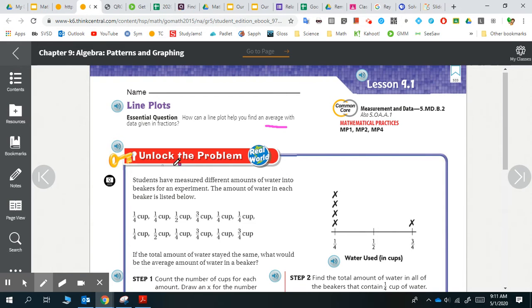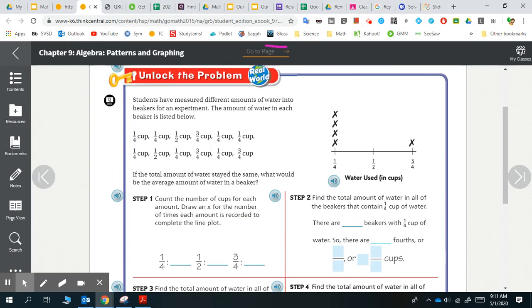In our Unlock the Problem, students have measured different amounts of water into beakers for an experiment. The amount of water in each beaker is listed below. So, what they're going to have us do is they started the line plot for us. And you'll notice that this line plot just has the fractions: a quarter, a half, and 3/4. So let's mark off what they've already shown on this line plot.